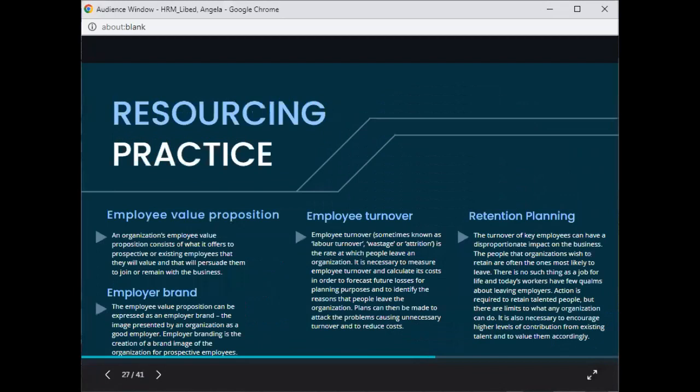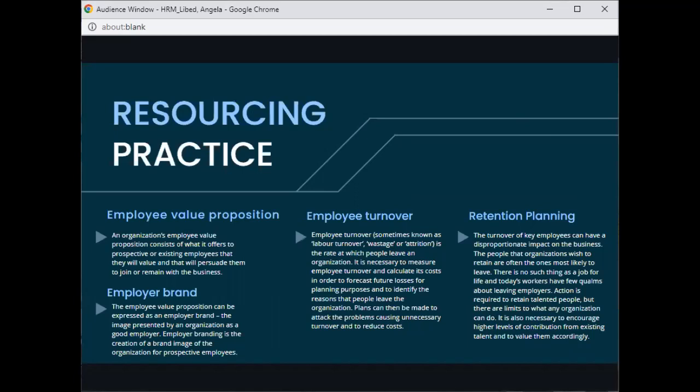Then, under resourcing practice, there is employee value proposition. An organization's employee value proposition consists of what it offers to prospective or existing employees that they will value and that will persuade them to join or remain with the business. So, ano ba yung mga dapat na practice na gagawin para mag-remain ang employee sa organization? So, mayroong mga instances na sa tagal ni employee dun sa organization, ayun pa rin yung ginagawa niyang work. So, kabisado niya na, then parang nakakasawa na sa kanya. Then, why not ilipat siya sa ibang position? So, in that way, magkakaroon din siya ng career growth.